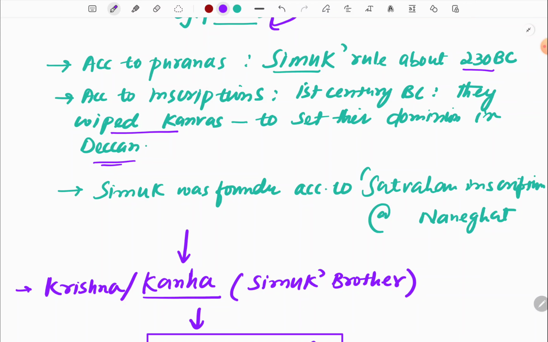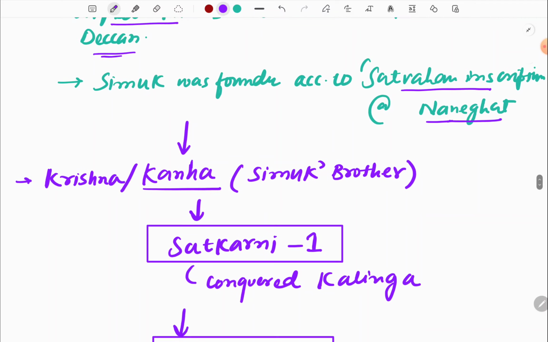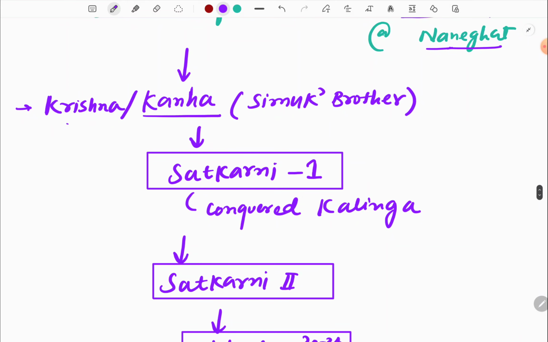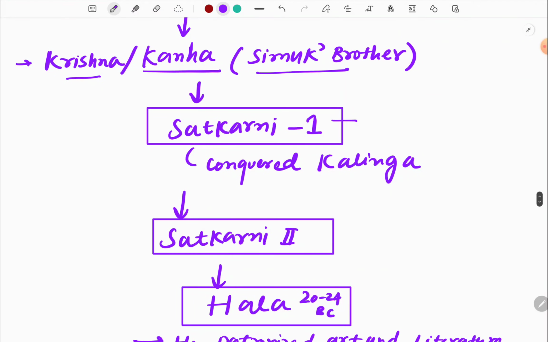Where it is mentioned that Simuk was the founder is the Satvana inscription of Nani Ghat, which is very important because there is the mention of Simuk as the founder. After Simuk, his son Krishna or Kanha became king. I'm sorry, he was not his son. He was actually Simuk's brother. So Simuk's brother Krishna came to power, but there is not anything that important about Krishna. Later, after Krishna, Satkarni first became the king. One thing about him is very important, that he conquered Kalinga and extended his territories.